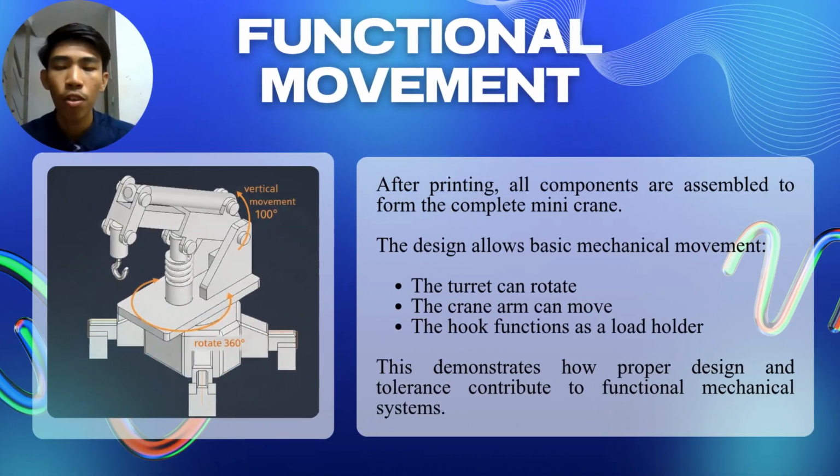Next is functional movement. After printing, all components were assembled to form the complete mini crane. The design allows functional mechanical movement. The turret can rotate 316 degrees. The crane arm can move vertically up to 100 degrees. And the hook can hold load.